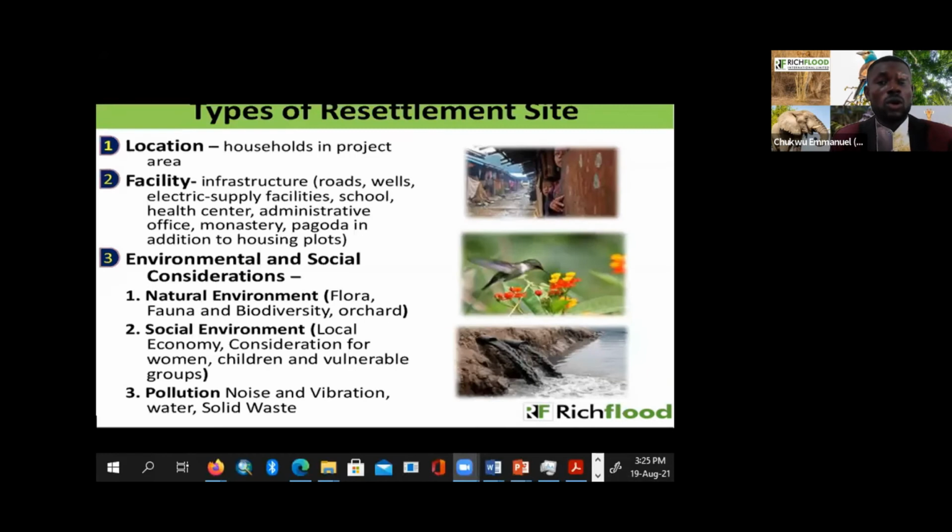Now, what are the requirements of RAP? One is the general requirement, which is the eligibility classification. We have to classify people according to how they are affected. Now, the definition according to the World Bank states that affected persons may be classified as persons who have formal legal right to land or assets.